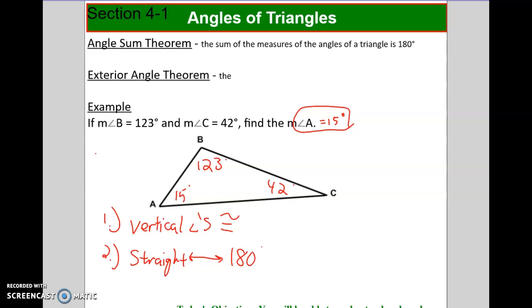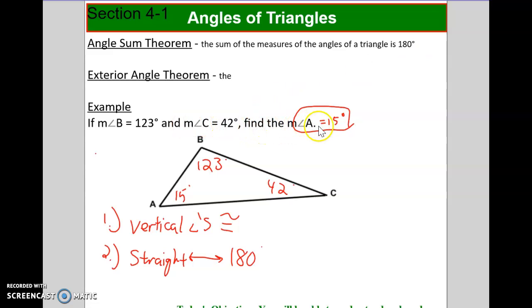Guys, I'm doing angles of triangles. Two theorems we're going to talk about today are the angle sum theorem and the exterior angle theorem. I know the word "the" is there. I'm going to fill it in. This page is only about the angle sum theorem. The sum of the measures of the angles of a triangle is always 180.